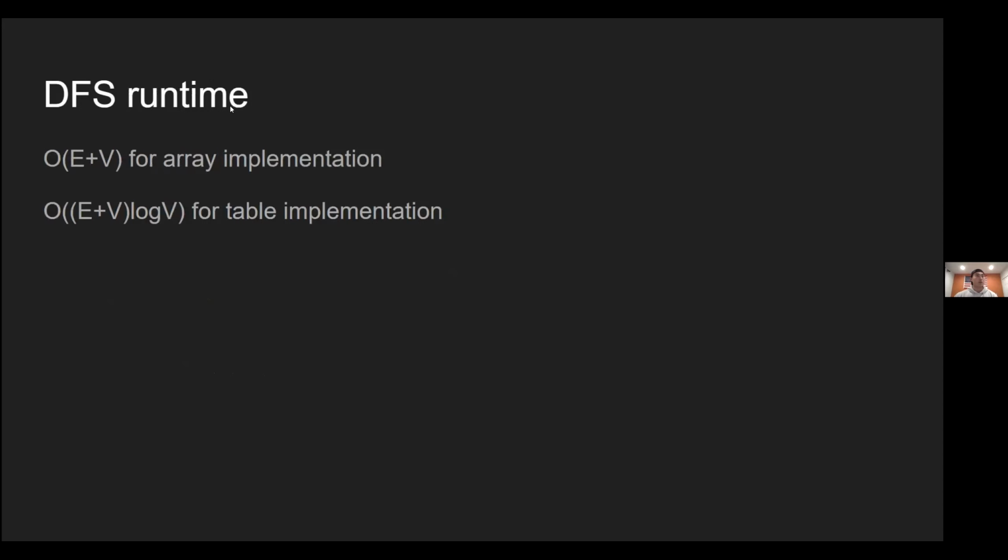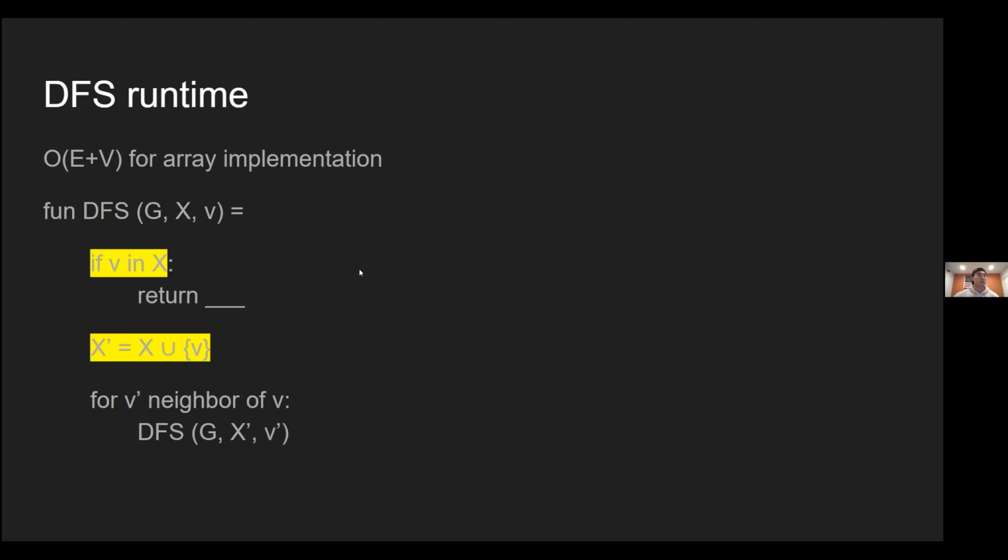And just quickly to go over the DFS runtime, it's E plus V for array implementations. This is good if you have nodes that are enumerable. And then it's E plus V times log V for table implementations, which is when you are not able to enumerate the nodes. This runtime depends on these operations being constant time, at least for the array implementation.